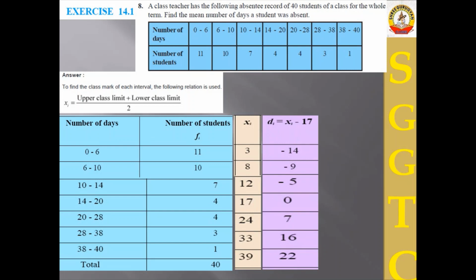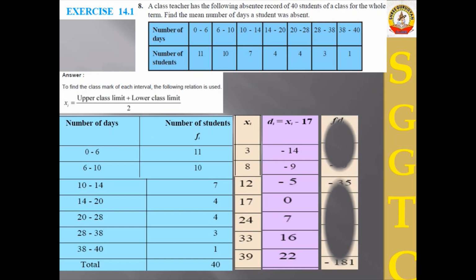For di, assumed mean. Students, what is the assumed mean? Central value of xi. What is the center value? Yes, it is 17. So 17 is your center value. So 3 minus 17, minus 14. 8 minus 17, minus 9. 12 minus 17, minus 5. 17 minus 17, it becomes 0. Same, 24 minus 17, 7. 33 minus 17, 16. And 39 minus 17, 22. And after that the table, same as fi into di.